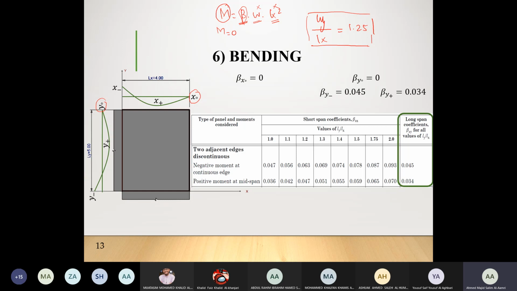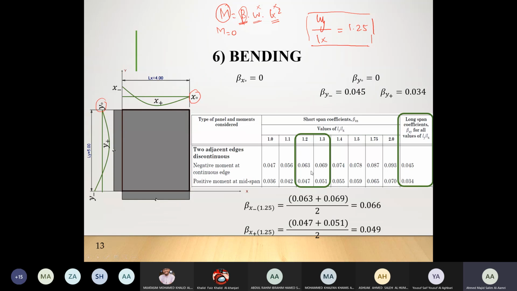So now what we have done, these are the coefficients for y, 0.045 for the negative, 0.034 for the positive. For x, we are going to get the average between the two. The average of 1.2 and 1.3 is going to give you 1.25. The average of the coefficient of 1.2 and the coefficient of 1.3 will give you the coefficient of 1.25. So 0.063 plus 0.069 divided by 2 will give you 0.066. So for the negative, we took these two values and divided them by 2, which is the average.